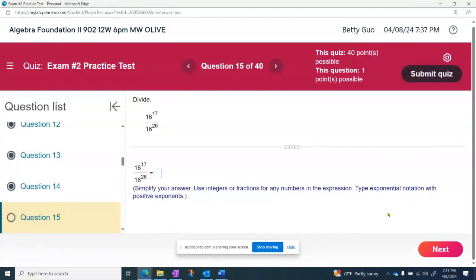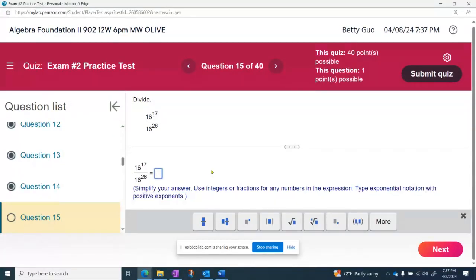Okay, hold on. So this problem, wait a second. This problem here says type exponential notation with positive exponents. So it's not asking for a specific number, even though it gives a specific number. Okay, so I misspoke, just forget that. We don't have to evaluate. We just need to simplify using the quotient rule.